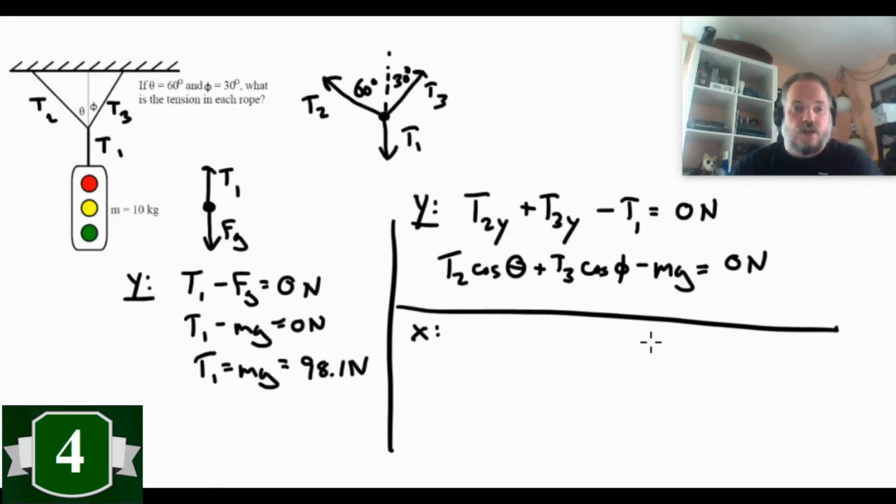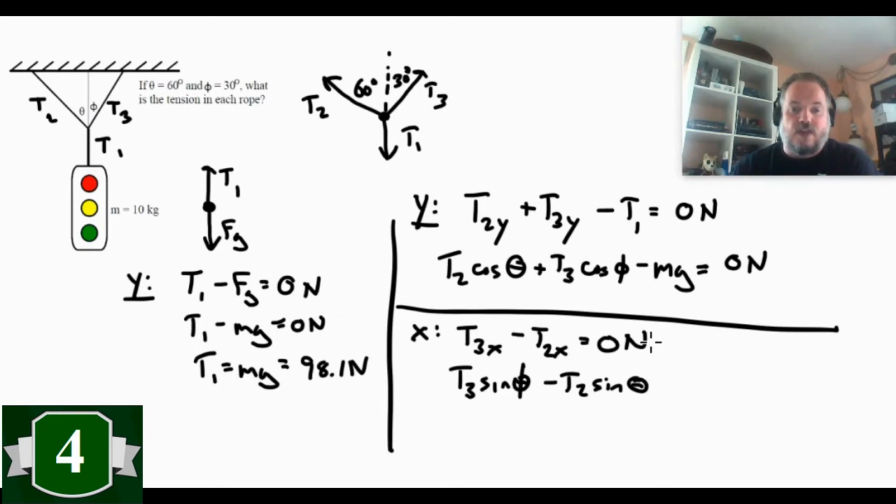In the x direction, what do we have? Anything to the right, we have T3x. Anything else to the right? No. To the left, we have T2x, so minus T2x. And is this thing in equilibrium? It better be. So we get T3x, which again is going to be, the x components of these triangles are opposite the angles, so we're going to use sine. This is T3 sine phi minus T2 sine theta equals 0. I'm just going to flip that over to the other side.